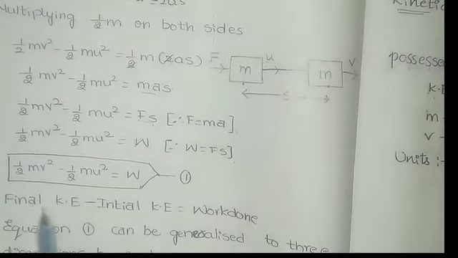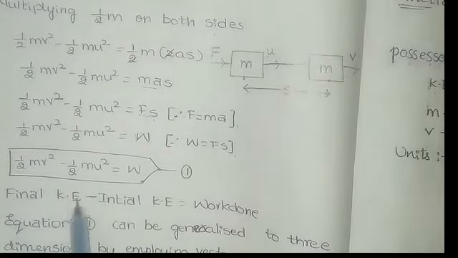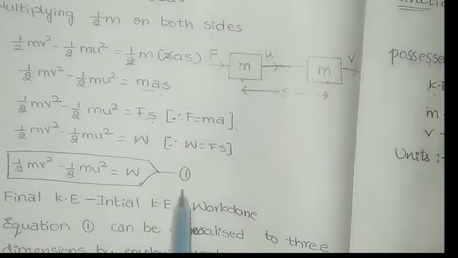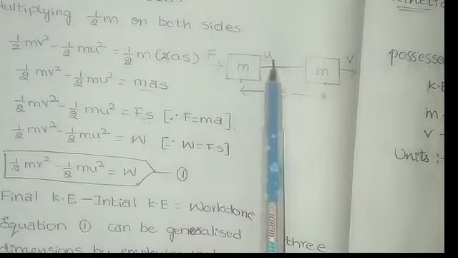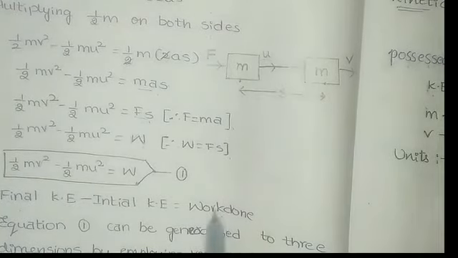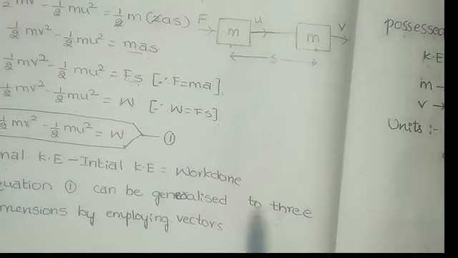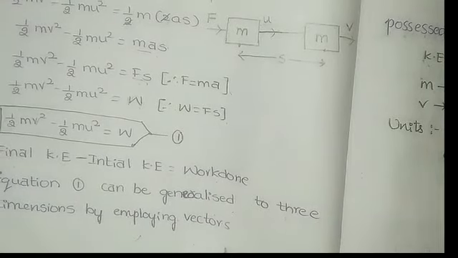That is work done. So what we can write? Finally, the final kinetic energy minus the initial kinetic energy is equal to the work done. And also this equation 1 can be generalized to 3 dimensions by employing vectors.